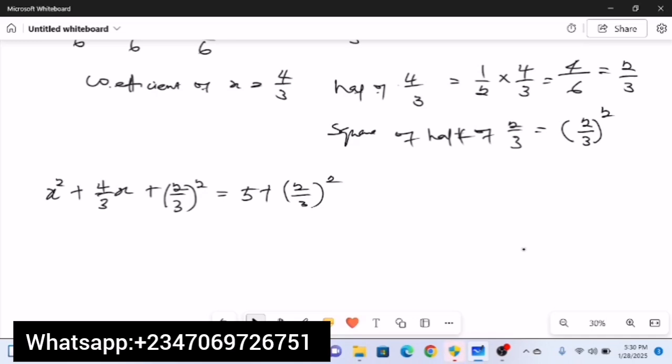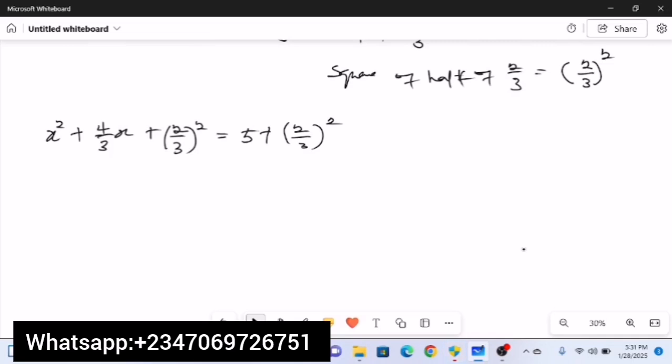Now this is what you do at this point. I'm going to show you a trick to solving this from here, because lots of students actually get confused when it gets to this point on the completing the square method. Now this is what you do.